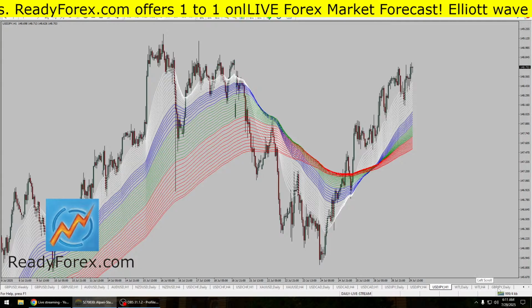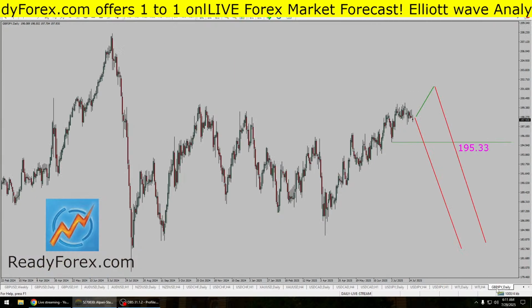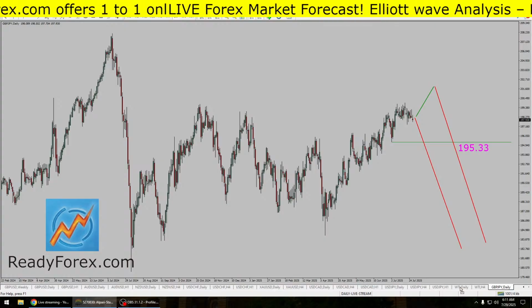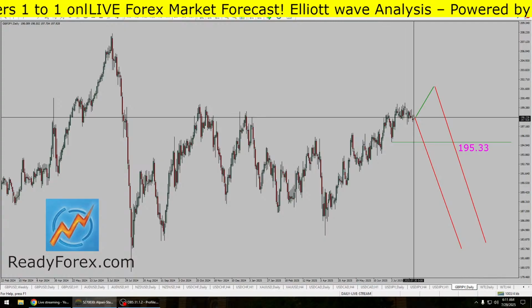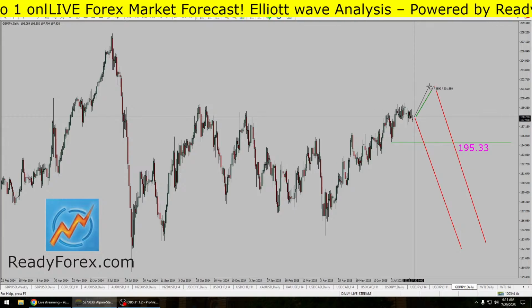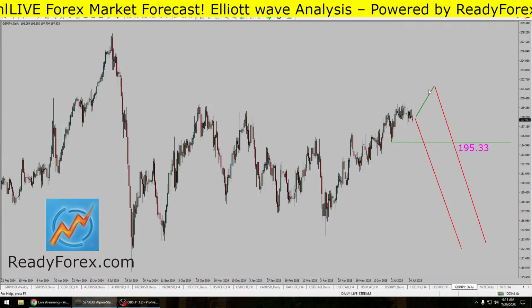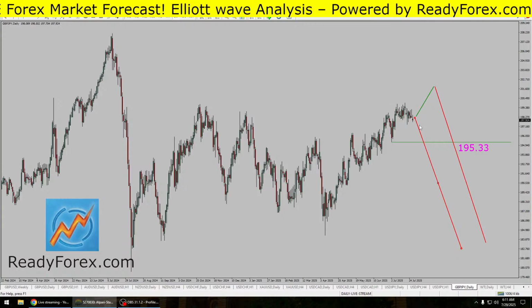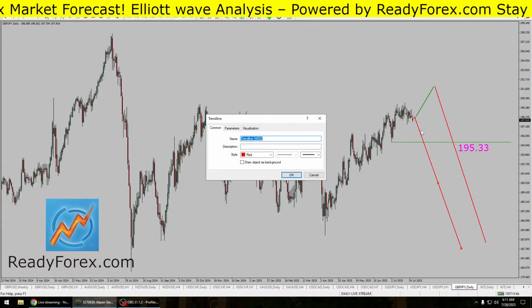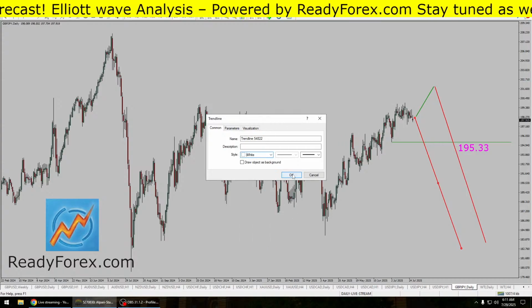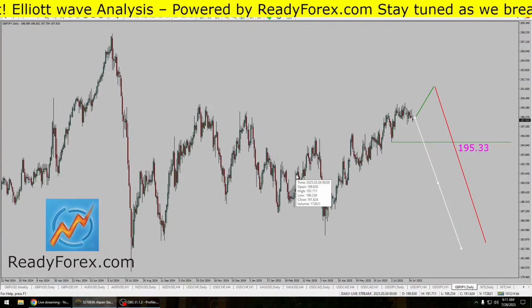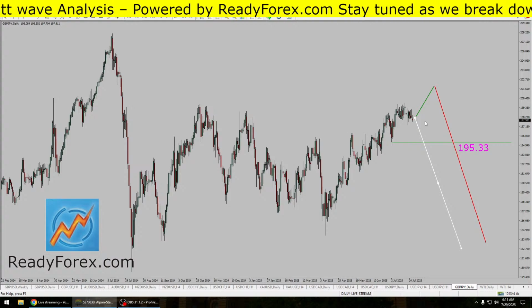Next one is the GBPJPY. Regarding the GBPJPY, the way I see it, price action is most likely going to rise one more time. This is the preferred Elliott wave count. Now, I do have the alternative Elliott wave count. Let's use a white color, which suggests that price action is from current levels.